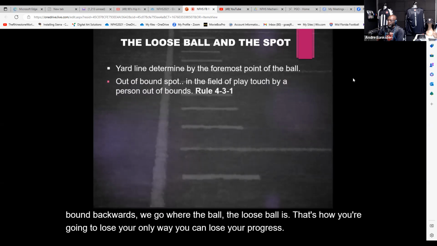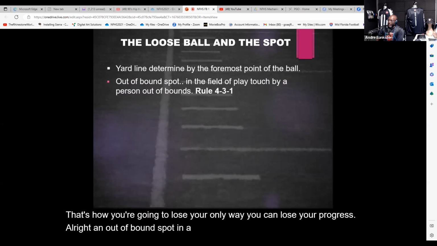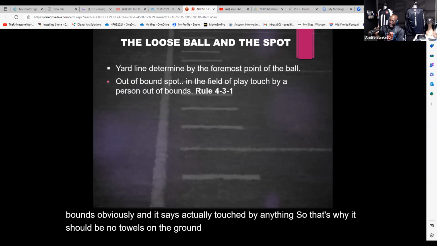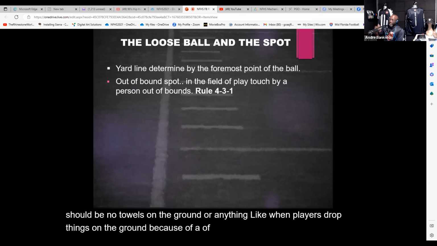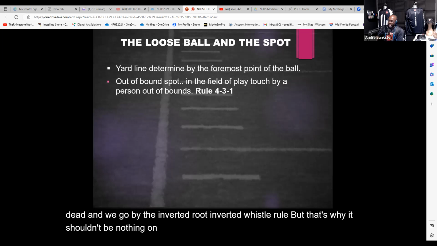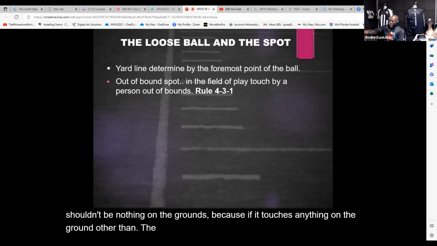All right, an out of bounds spot in the field of play, touched by a person out of bounds, obviously. And it says actually touched by anything. So that's why there should be no towels on the ground or anything, like when players drop things on the ground, because if a loose ball hits that towel, by rule it is dead, and we go by the inverted whistle rule. That's why there shouldn't be anything on the ground, because if it touches anything on the ground other than the ground or an official or a player on the field, the ball is dead.